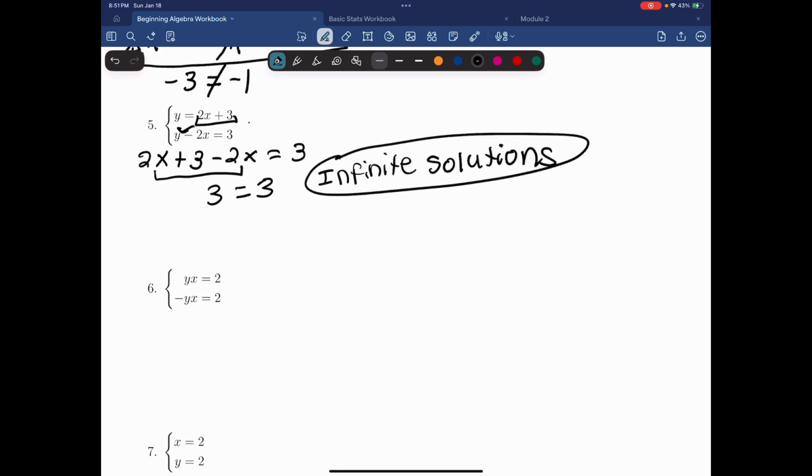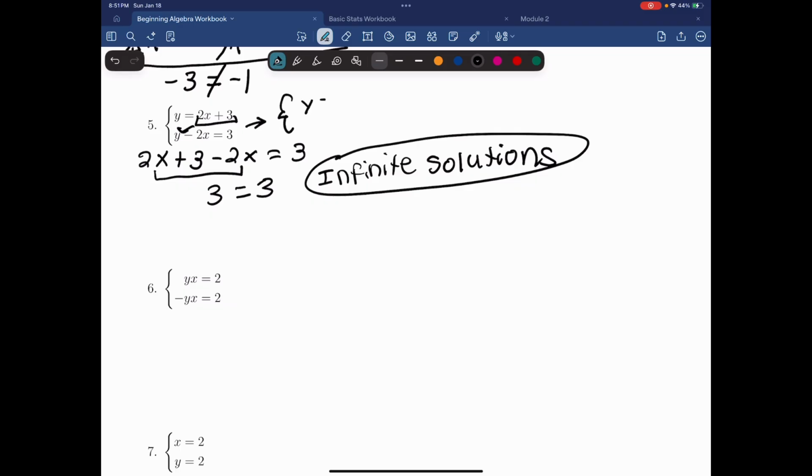Now, looking at the system, this makes sense because this equation here, if we were to convert this to slope-intercept form, y minus 2x equals 3, if you add 2x to both sides, this is actually the same equation as this equation. So that's why we got this true statement, because these two equations are the same exact equation. So that's why we got infinite solutions for this system.